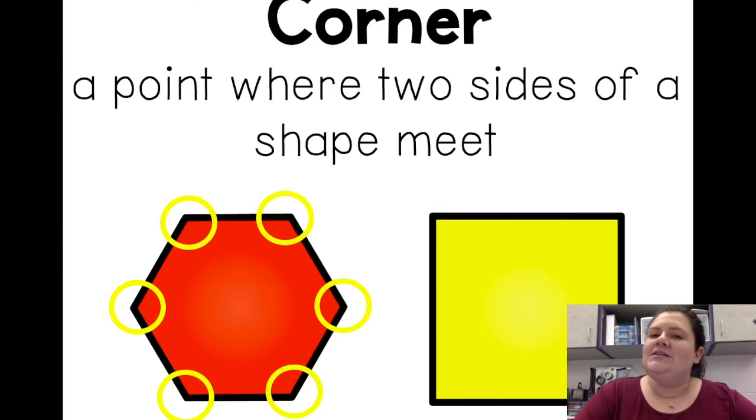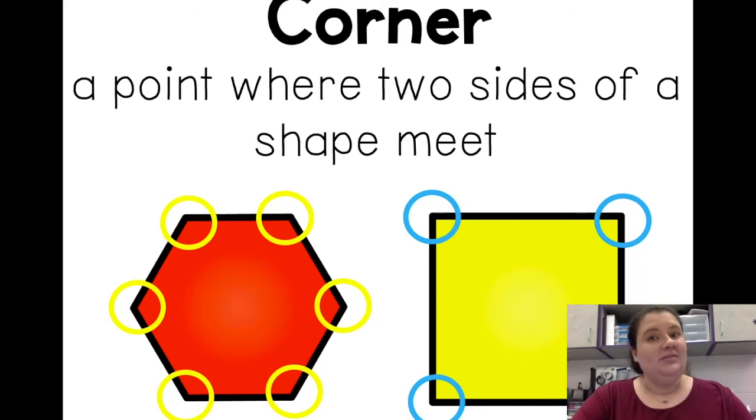Now let's take a look at the square. How many sides does a square have? 4? Then that means a square has 4 corners. Let's find out. Look, we're correct. 1, 2, 3, 4. So corners and sides of a shape are going to match up and be the same.